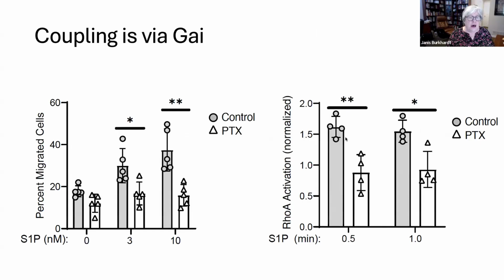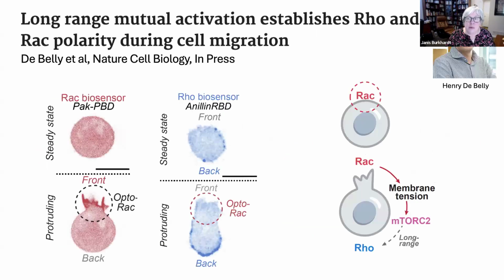Is it really G alpha I? For that, we treated cells with pertussis toxin, a G alpha I inhibitor, and it inhibited migration and it inhibited Rho activation. So the pathway really must involve S1P to S1PR1 to G alpha I to Rho, and that's a little bit heretical.